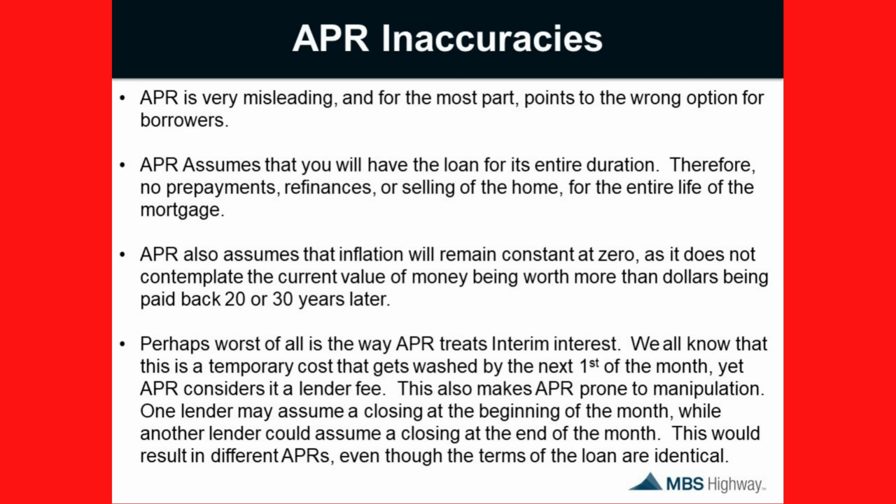But really, the biggest problem with APR is how it looks at what we call interim interest or prepaid interest. Now, mortgages are paid in what's called arrears, meaning if you make a July 1 payment, that covers the principal and interest for June. If you make a September payment, it covers the principal and interest for August, and so on and so on. So it's paid in arrears.